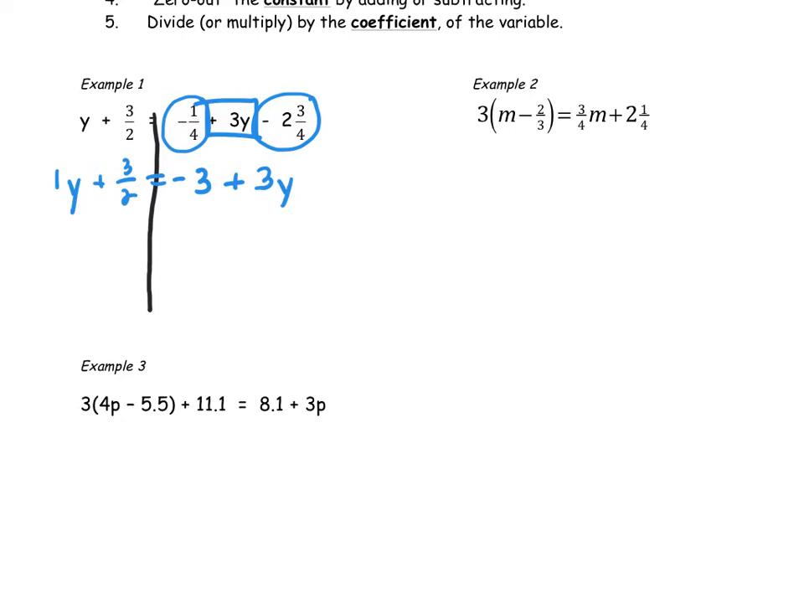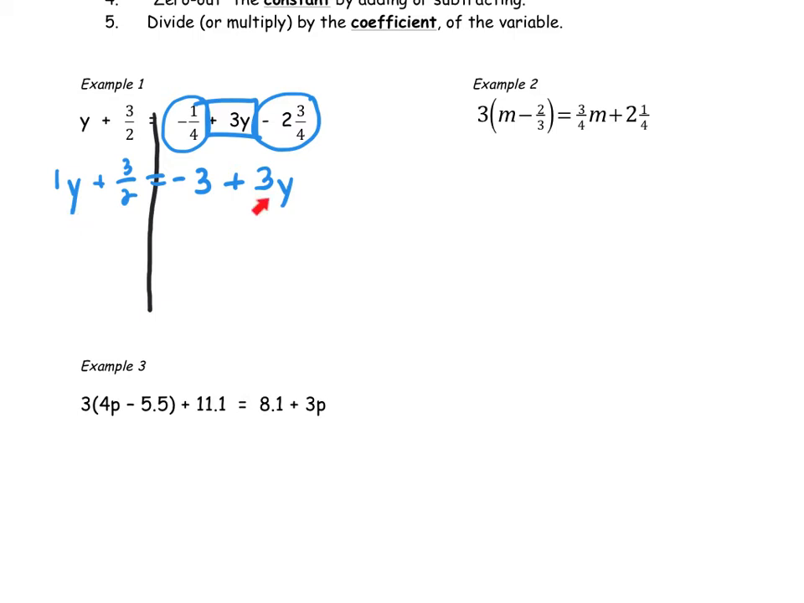Now we're ready for our solving step, because we have a term with a variable and a constant on each side. We've simplified these two sides as much as possible. So we're now going to go on to the solving step. I do see variables on both sides.